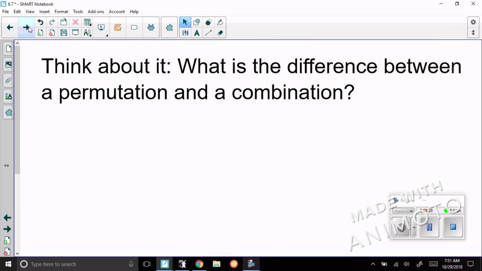Okay, so think about it. What is the difference between a permutation and a combination? Be prepared to answer that question in class tomorrow. If you have any questions, definitely make sure you write them down and you can ask tomorrow.